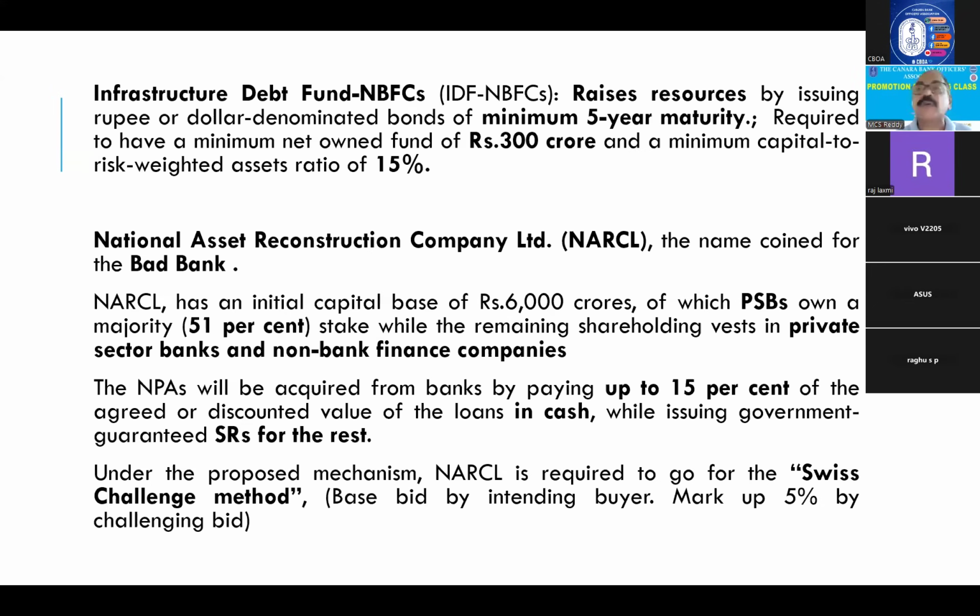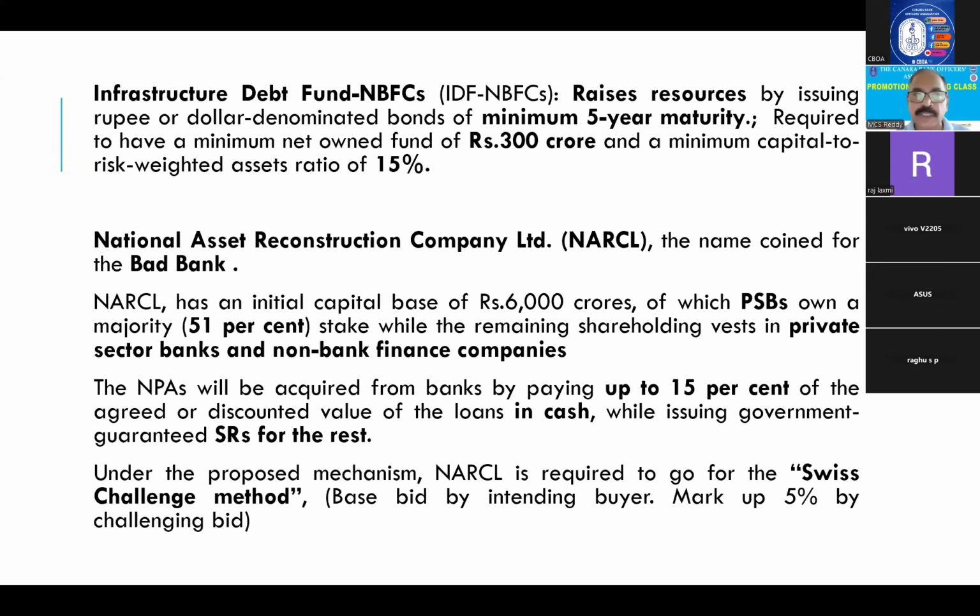So it raises resources from the public by issuing rupee or dollar denominated bonds with a minimum maturity of 5 years. That means where the resources will come from for this IDF-NBFC, it will collect from the public either in Indian currency or in foreign currency, dollar denominated. They issue 5 year bonds and collect money from the public. And this amount they will lend to infrastructure companies. So here they should have minimum net owned funds of 300 crores and their capital adequacy ratio, CRAR, capital to risk weighted asset ratio, should be 15%. These 2 points are for exam purpose.